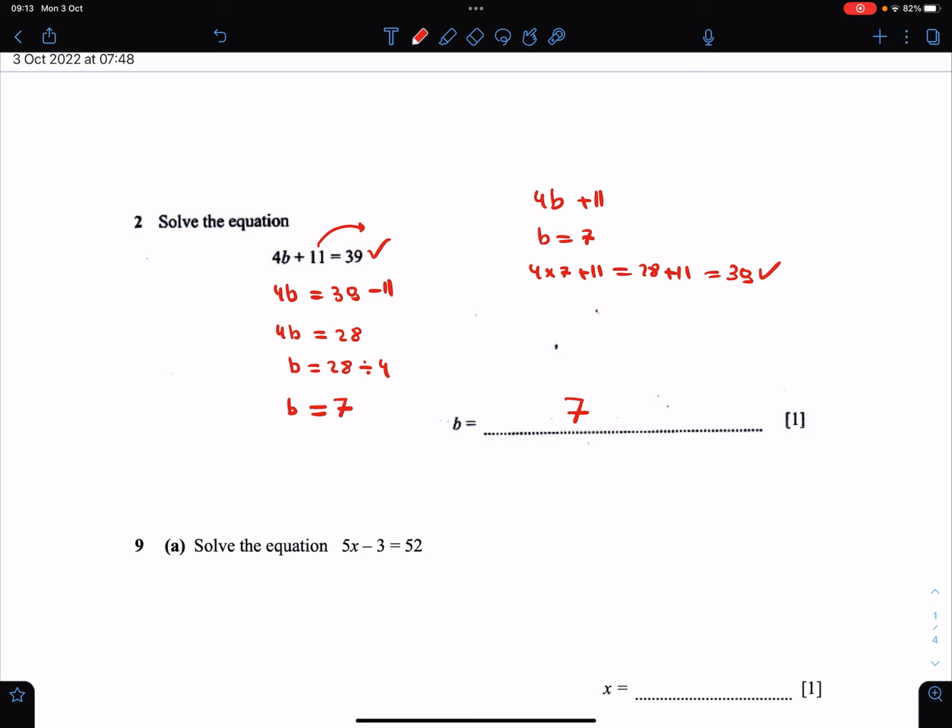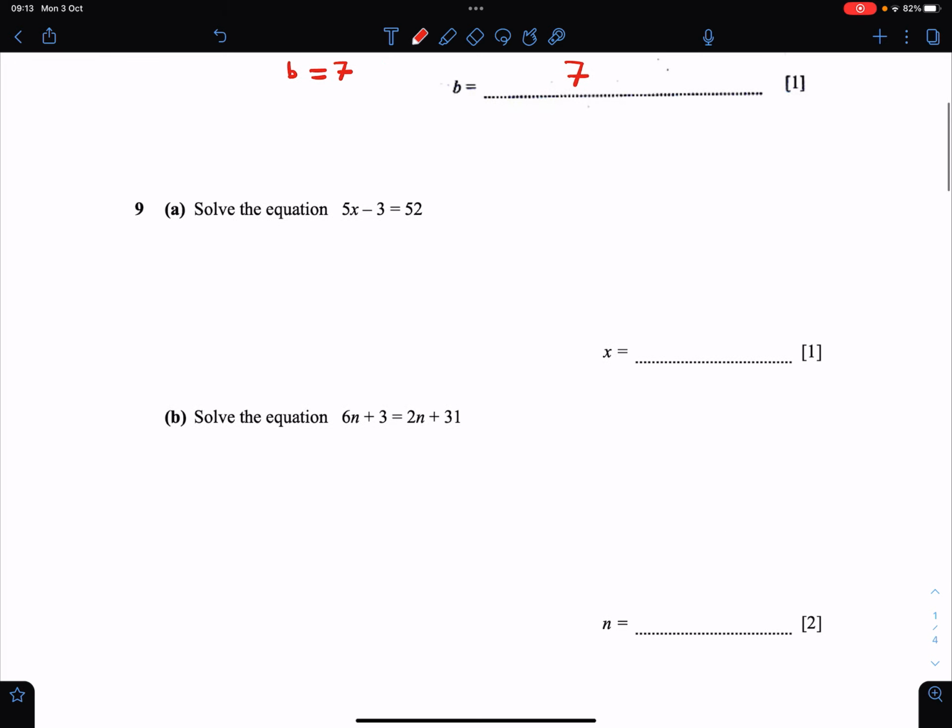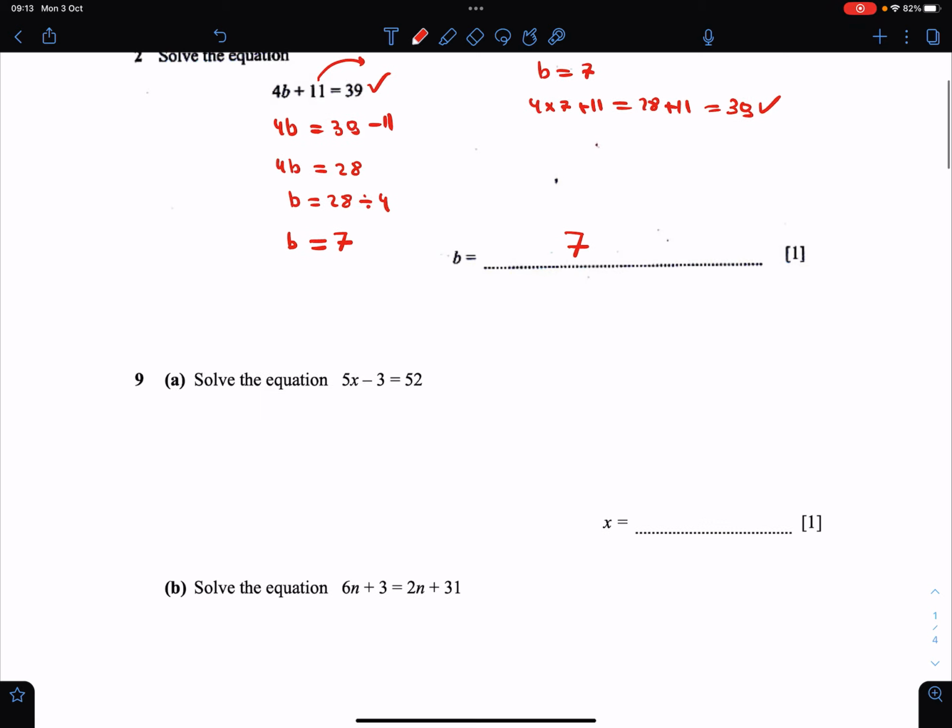Okay? So now we are moving to question 9. Basically, I took these questions from the past papers. That's why the order is like question 2, then 9, maybe because I'm going to have a question 2 again, okay? So I took these questions from past papers. These are real exam questions, okay?